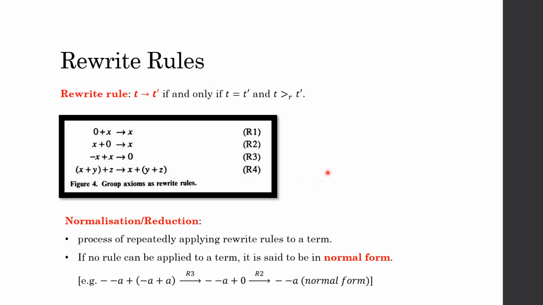Now I'm going to introduce another term, which is normalization and reduction. It's a process of repeatedly applying rewrite rules to a term. If no rule can be applied to a term, it is said to be in normal form. For example, we have this complicated term. We use R3, one of the rewrite rules, to simplify this to 0, then use R2 to simplify to negative a. From this point on, we cannot use any of the rewrite rules to simplify it even more. So we will say that this is the normal form of this term.